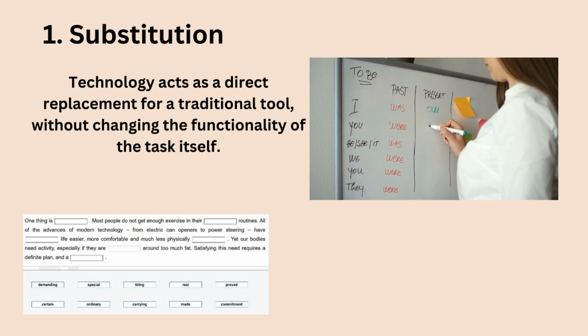Substitution means that technology acts as a direct replacement for a traditional tool without changing the functionality of the task itself. For an activity, a student completes grammar exercises on a word processor instead of using paper. An example would be, instead of filling in the blanks on a printed worksheet, the students use, for instance, Microsoft Word to type in their answers for sentence correction exercises. So the task remains unchanged, but the medium shifts from paper to digital.